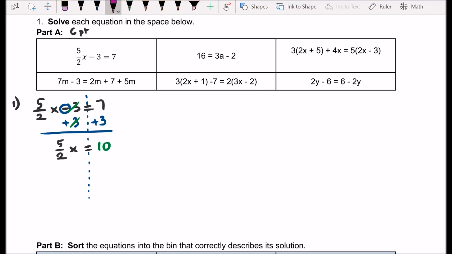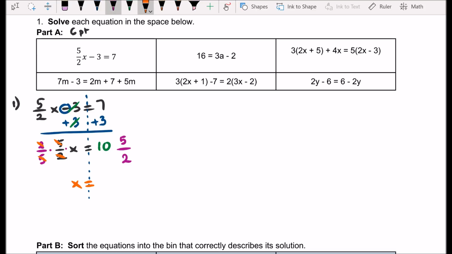Now we're going to do the reverse operation for the 5 over 2. The easiest way to do this is to multiply with the reciprocal, so we have to flip the fraction, 5 over 2. By doing this, we can cross out 2 and 2, they divide out and give you 1. 5 and 5 divide out, give you 1. So only x is left over.